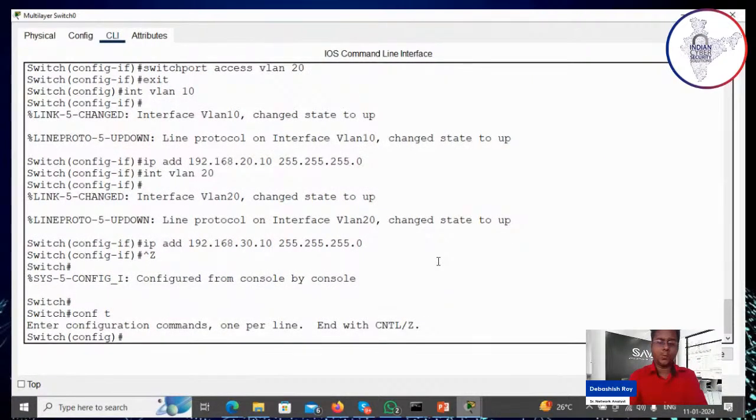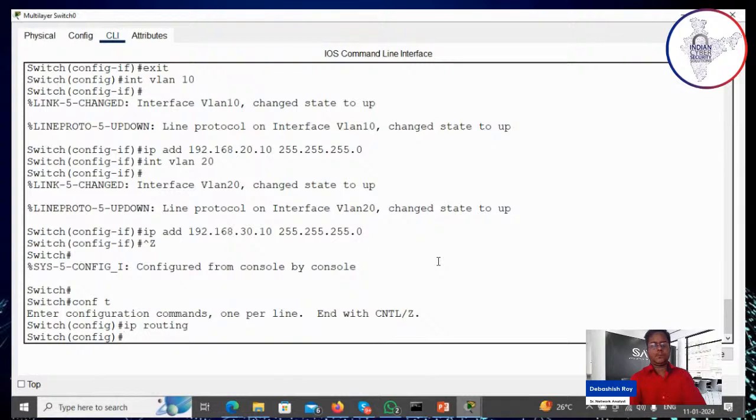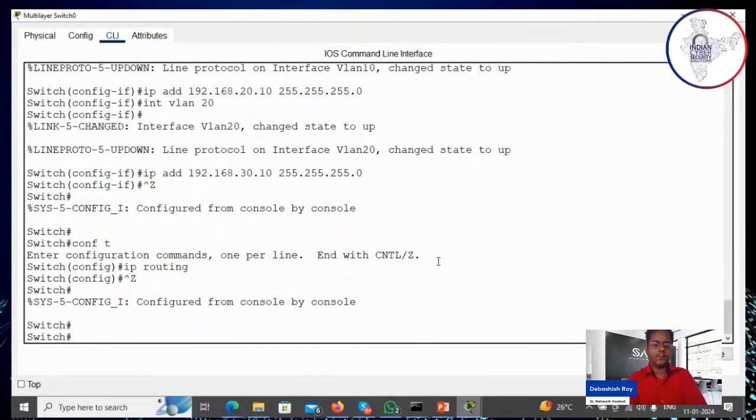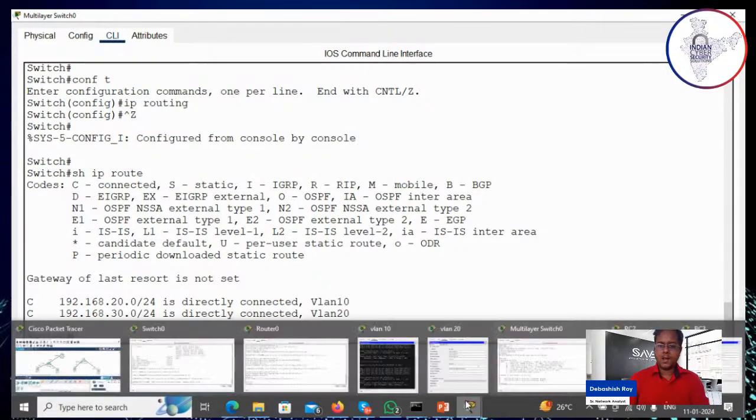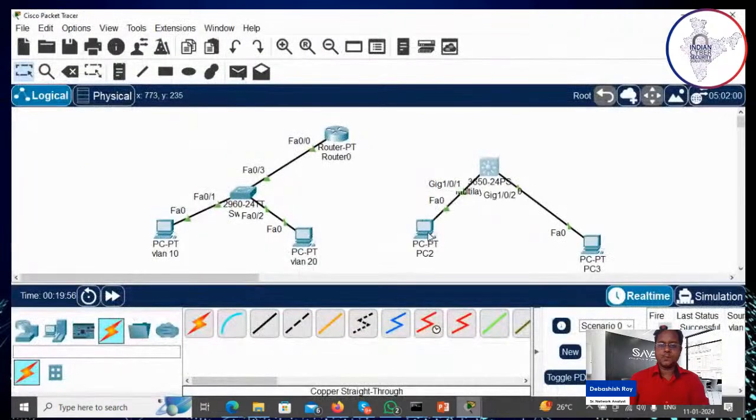Go to config mode and give this command: IP routing. And now if you give this command in the switch, show IP route, you can see the routing table in the switch as well. You can see that VLAN 20 and 30 are connected to 10 and 20 respectively. So we can see the routing table. So now the routing is enabled. And now if you ping, it should work.